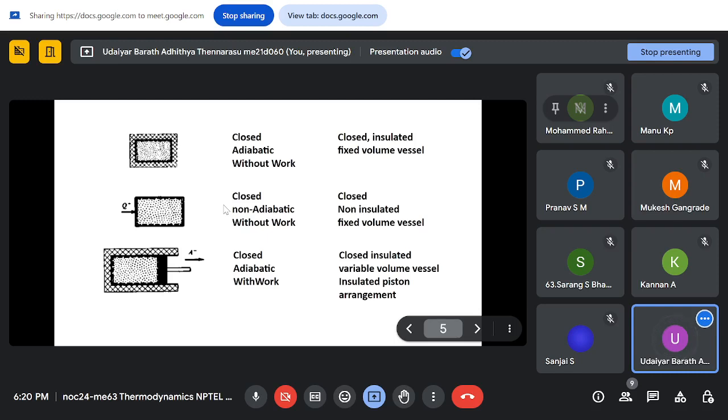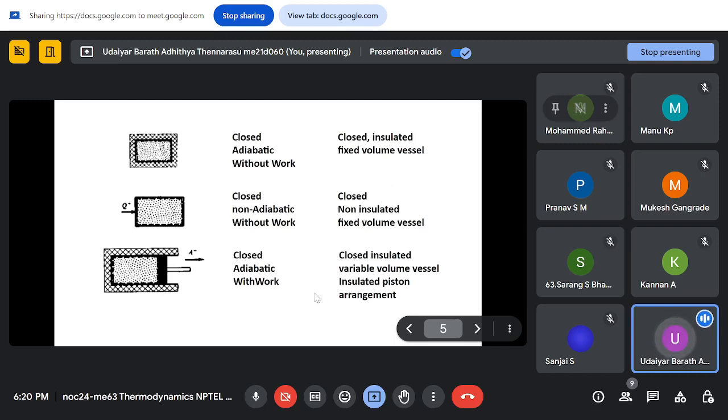If you are able to do that, then that kind of energy is work. So here you have a system, there is a heat transfer, there is no mass transfer, and this is a closed system. It's non-adiabatic, so there is heat transfer, and there is no work. So it's still again a closed system. This is not an isolated system, but it's a closed system.